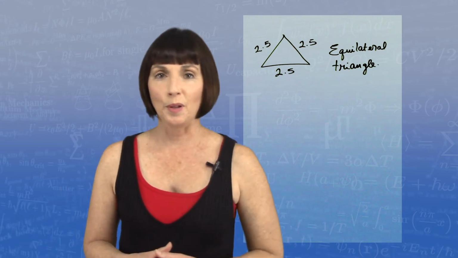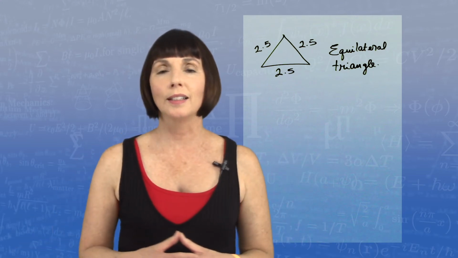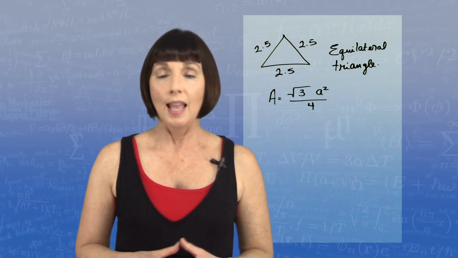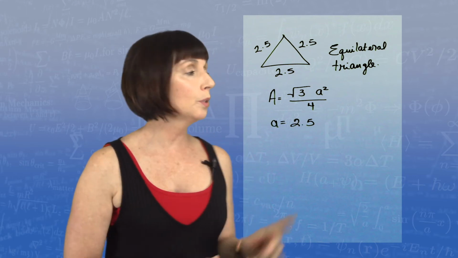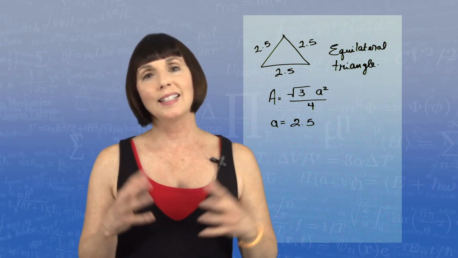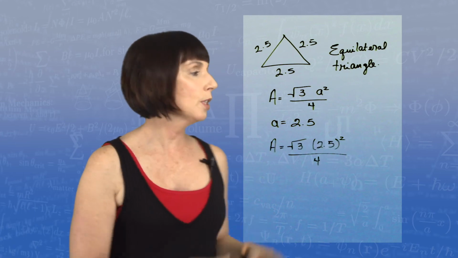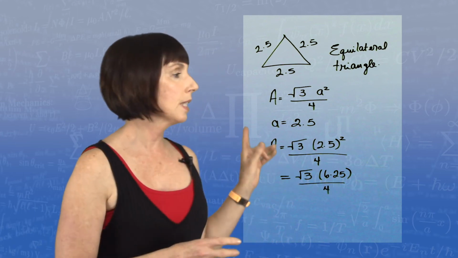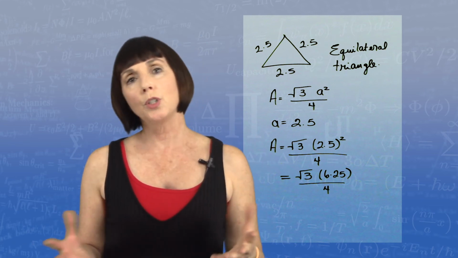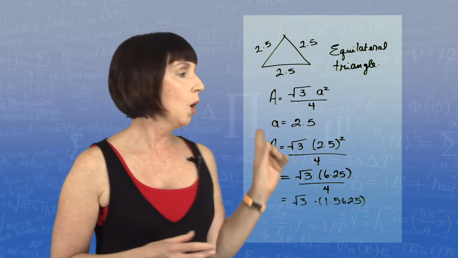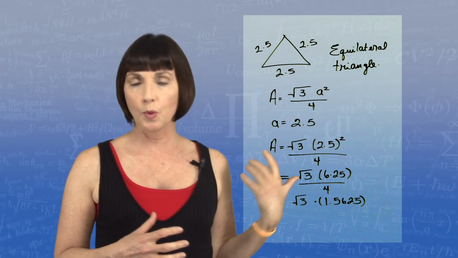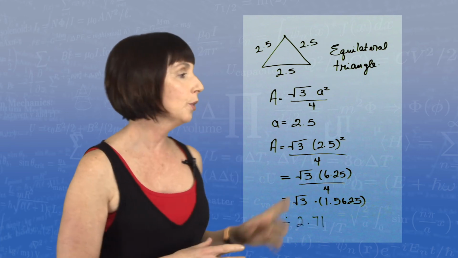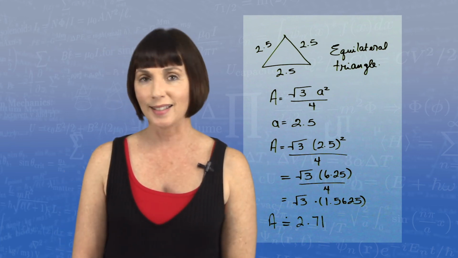Let's do another example. Again, we have another equilateral triangle here, and the area is equal to the square root of 3 times a squared over 4. And in this case, our side length a is equal to 2.5. So the area is equal to the square root of 3 times 2.5 squared over 4. That's equal to the square root of 3 times 6.25 over 4. 6.25 over 4 is equal to 1.5625, so we have the square root of 3 times 1.5625, and that rounds off to 2.71 square units.